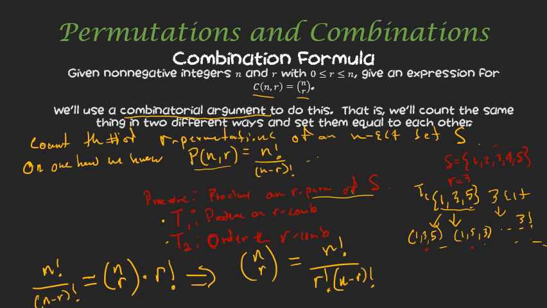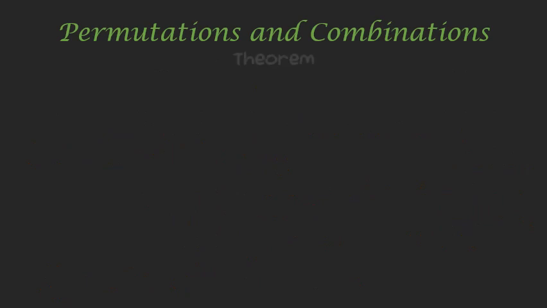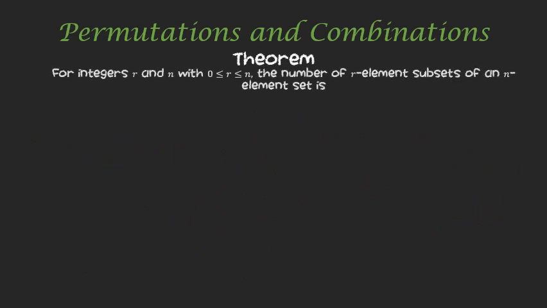Pretty neat, right? And so that's the theorem, that if we want the number of R-element subsets of an n-element set, so in other words, if we want the number of R-combinations of an n-element set, that number is n factorial divided by R factorial times n minus R factorial. So that's how we can calculate this in general.